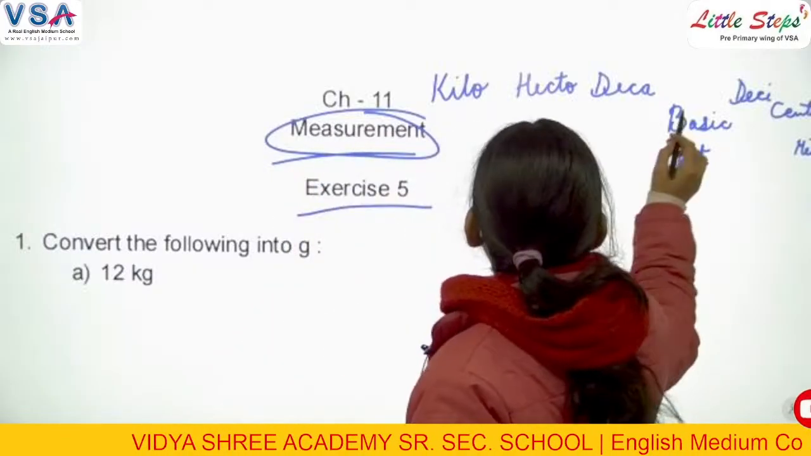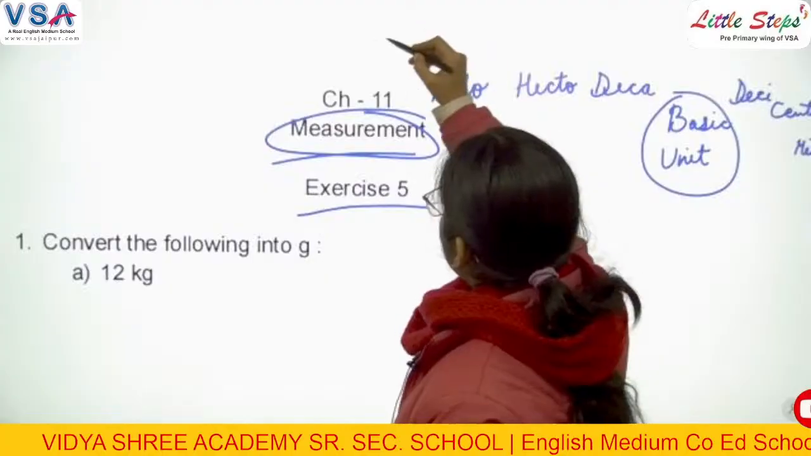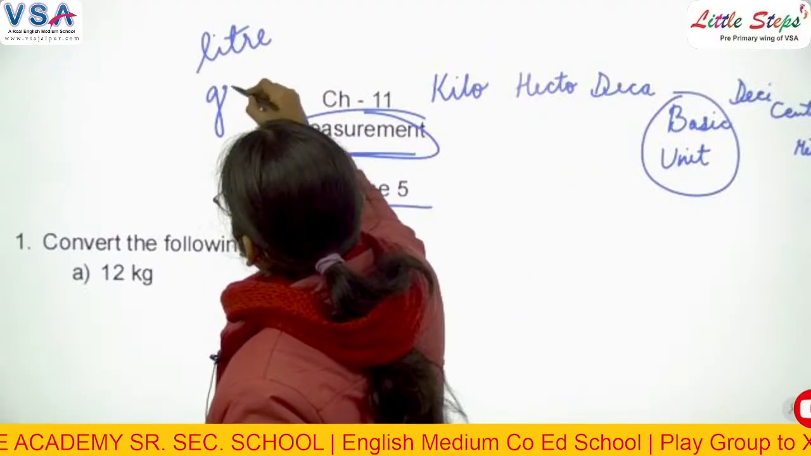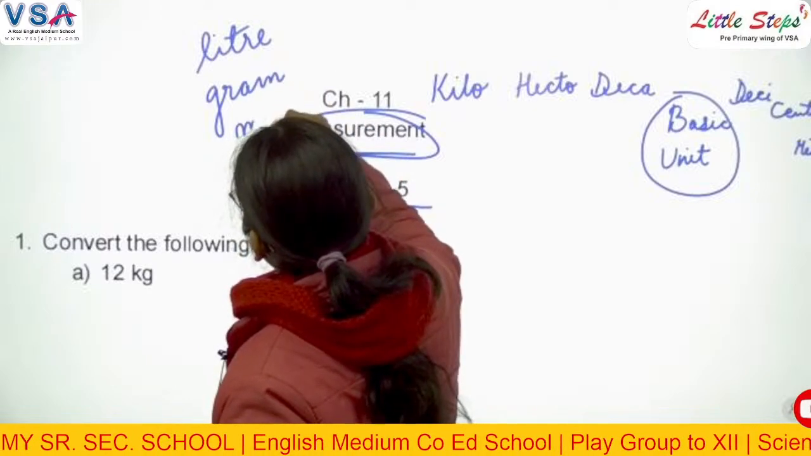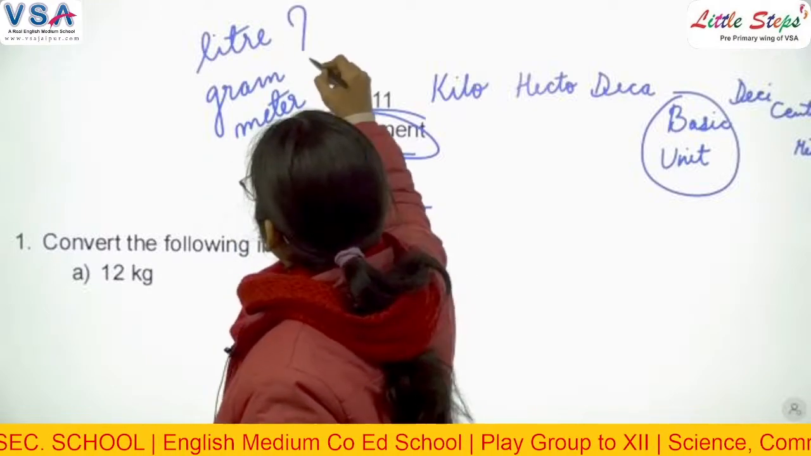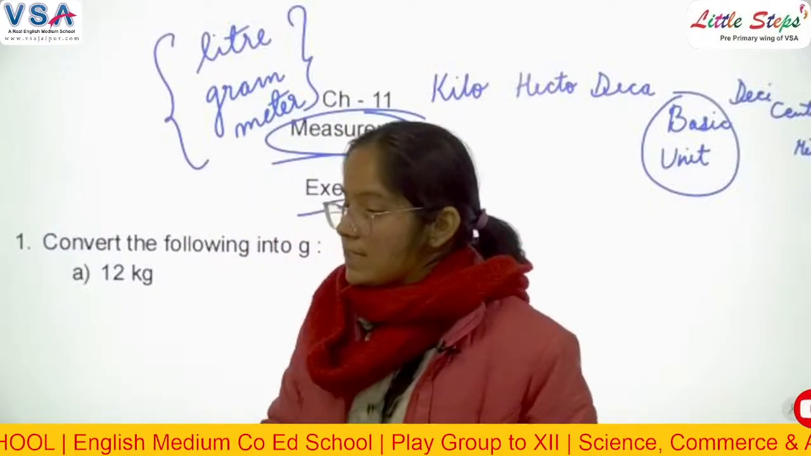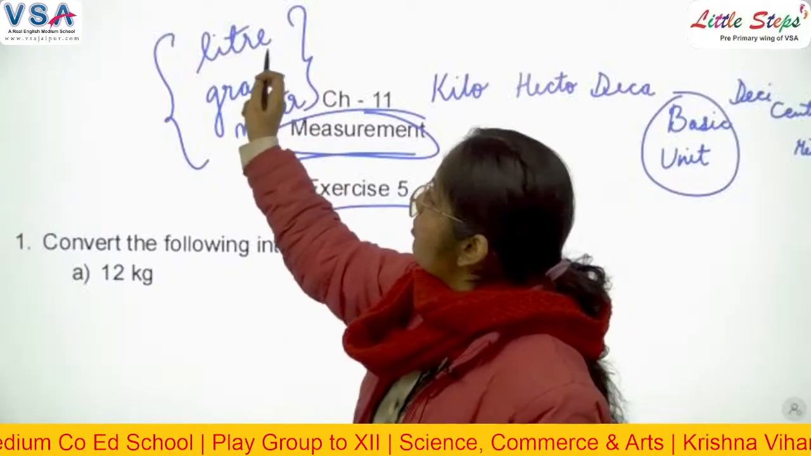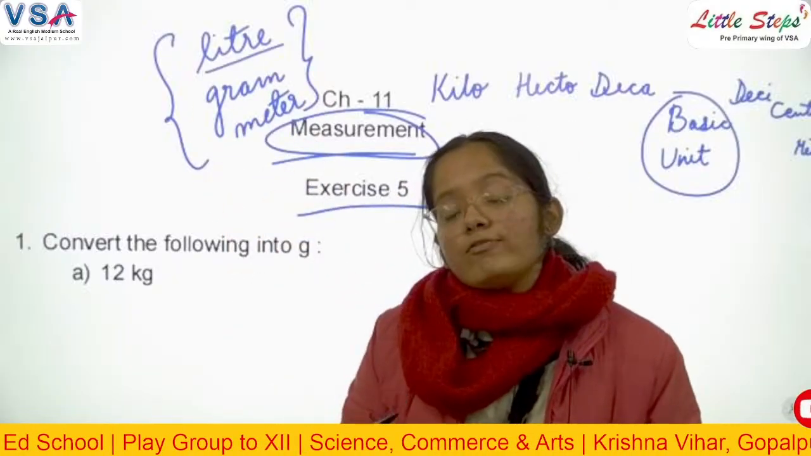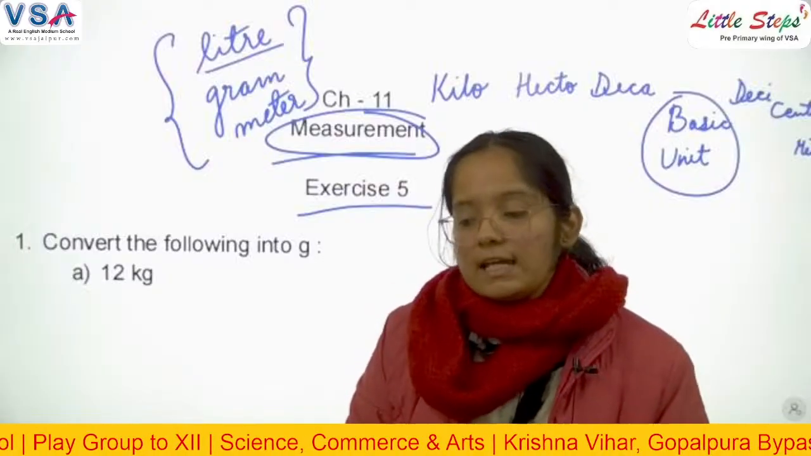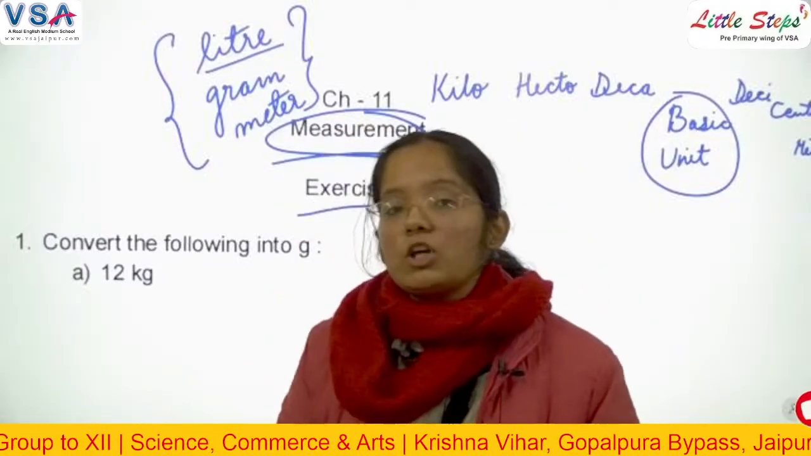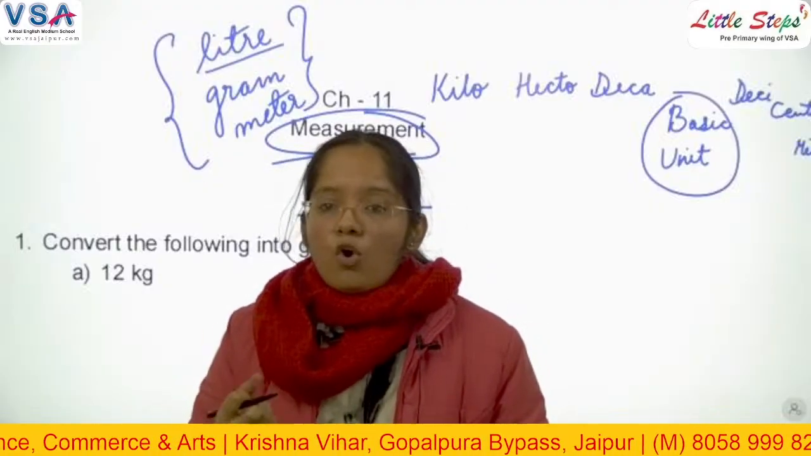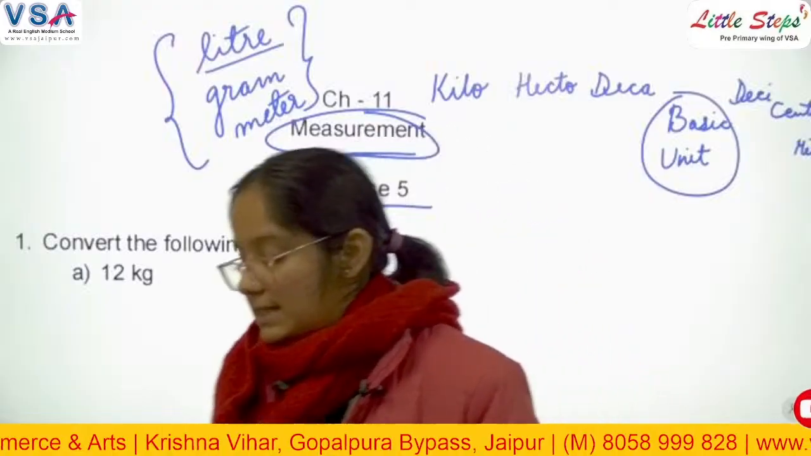What is the basic unit here? The basic unit here can be liter, gram, or meter, right? It can be one out of these three, which depends. When it is liter, it is for the measurement of capacity. What is the meaning of capacity? As we have all discussed, the meaning of capacity is the amount of liquid one container can hold.